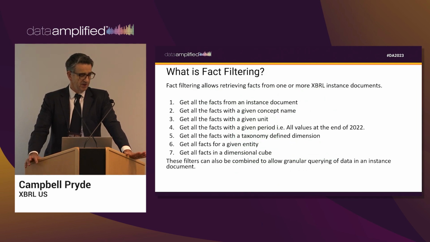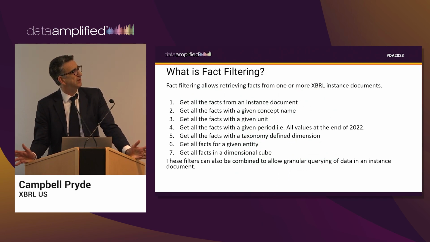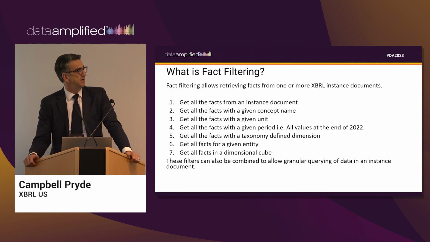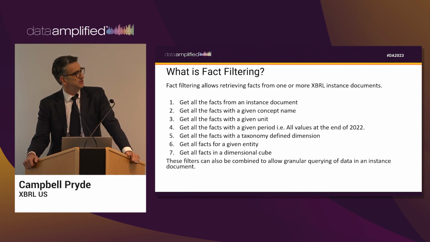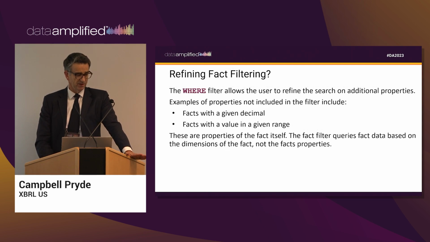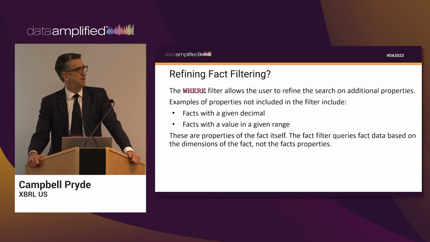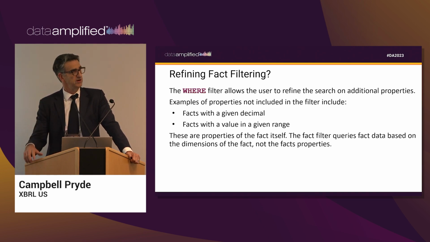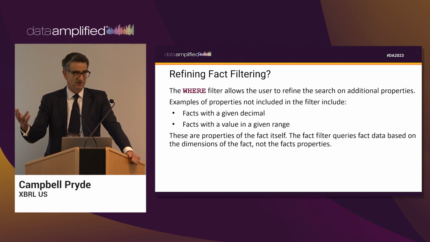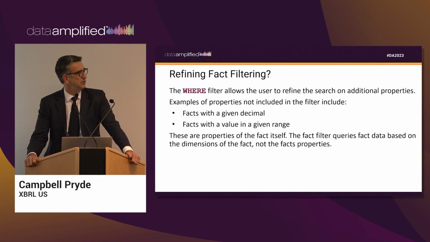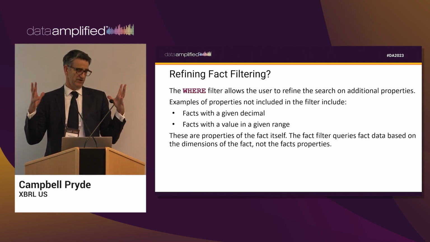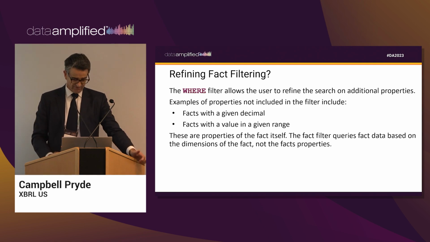So in terms of fact filtering, you can basically get access to any information in an instance and all the information that's there. I'm going to go through that. There is the idea of pulling facts back, then you can apply a where clause to it. So this gives you the ability to do more operations on it. And so after a where clause, you can ask, I want facts with a given decimal or specific value, or you can write any expression after it. So you can do a filter, you can pull all the information back, and then you can do further operations on it.